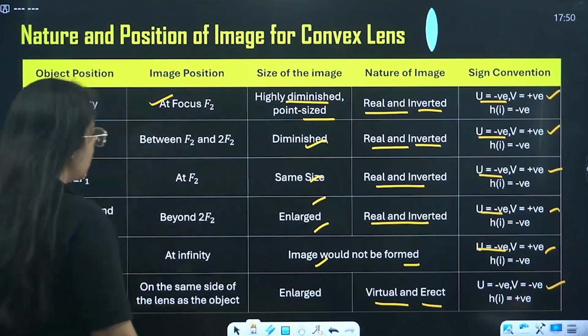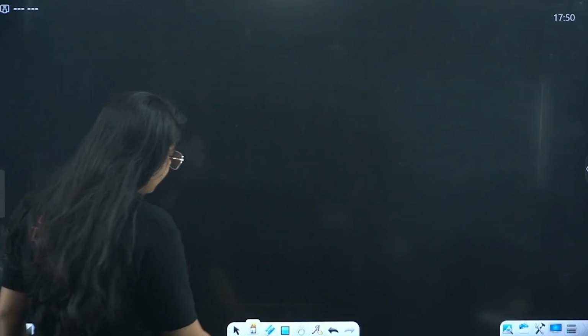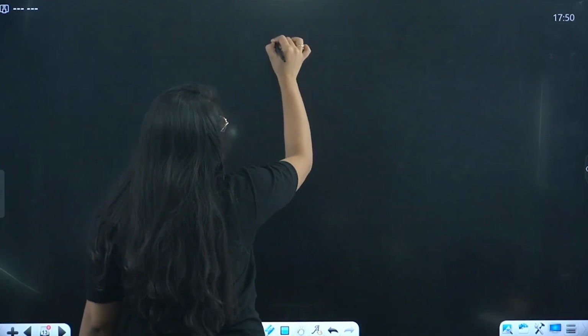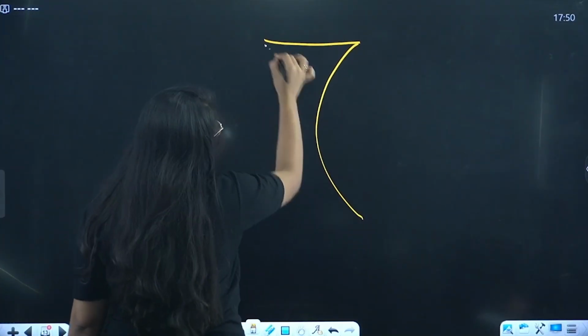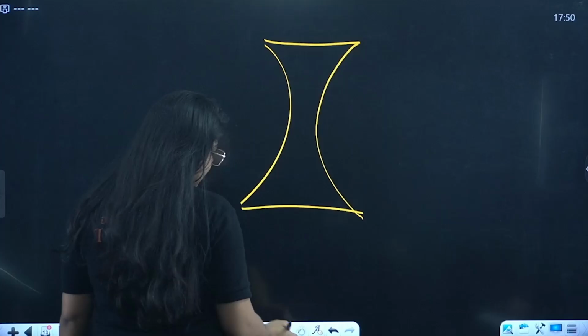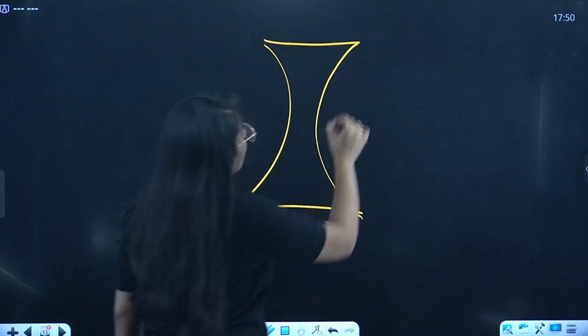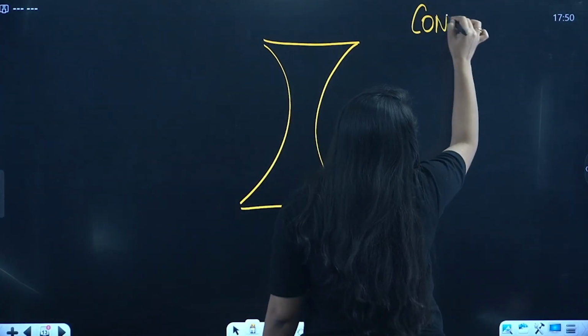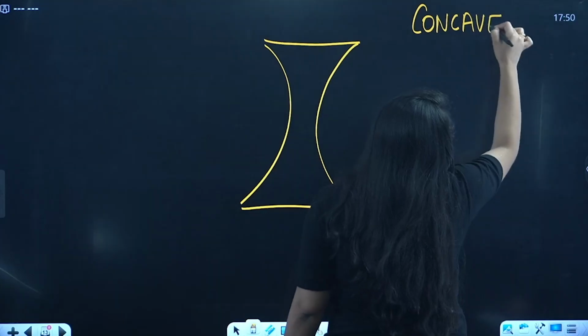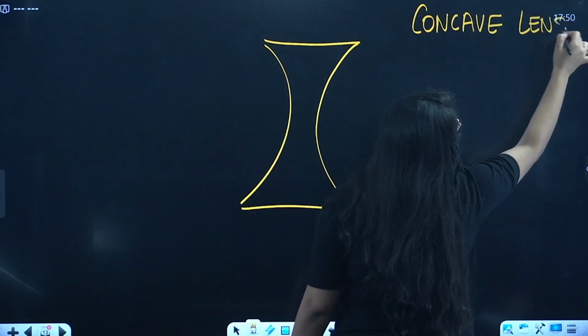Done? Okay. Moving on, we have another lens, that is your concave lens. Again, it is similar to your convex mirror. Concave lens. Done?